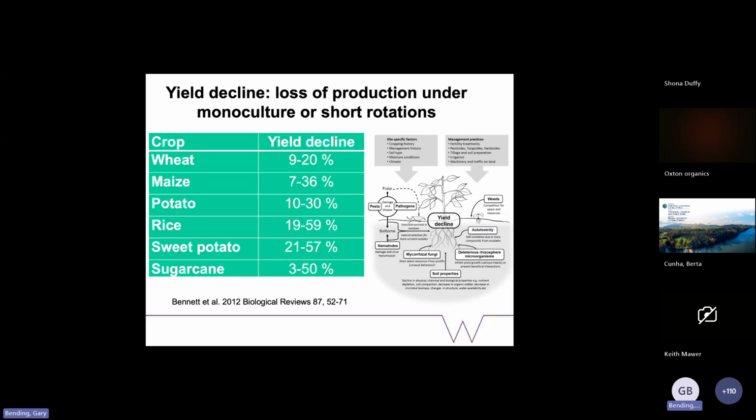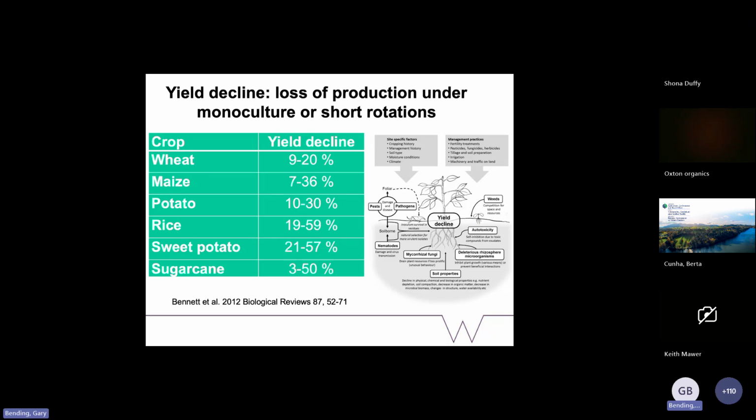So you can see for wheat, there's evidence that monoculture or short rotation can reduce yields by 9 to 20%. And for some crops, there's evidence for huge yield losses through these monocultures or short rotations. You can see rice here up to 59% loss of yield, and sweet potato and sugarcane over 50% loss of yield in some instances. So part of the review really was bringing this data together to try to understand the scale of this yield decline and what the factors driving it were.